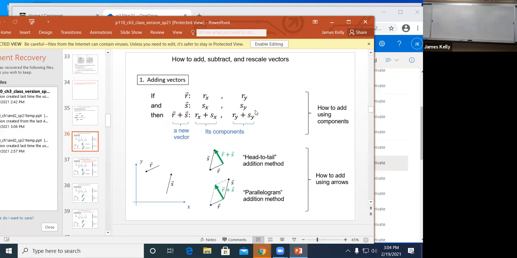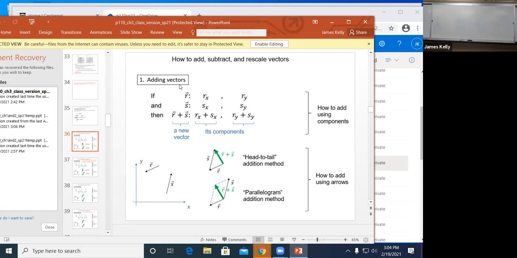I'm going a little bit quickly through this because of the videos you watched, I think on Monday, at the end of that material. You learned how to add vectors when they are represented as components: you just add the respective components to get the x and y components of the sum vector. And you learned about the head to tail and parallelogram addition methods, and I'm not really going to say more about those.